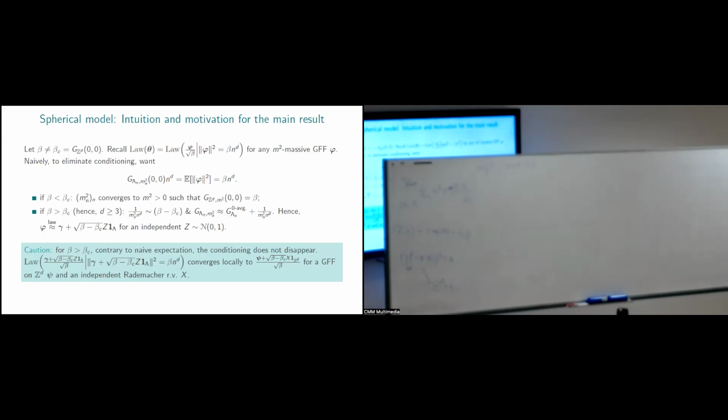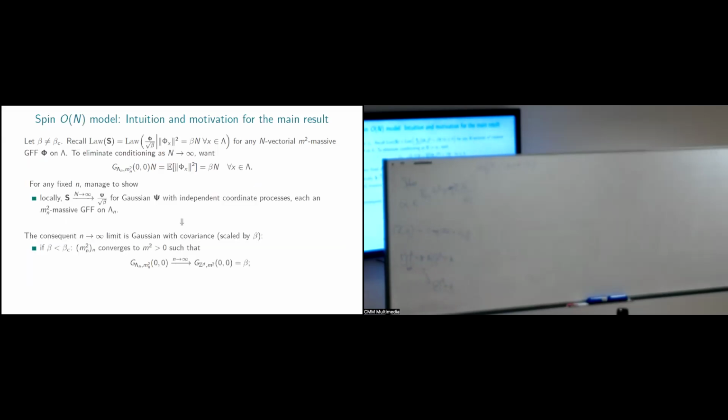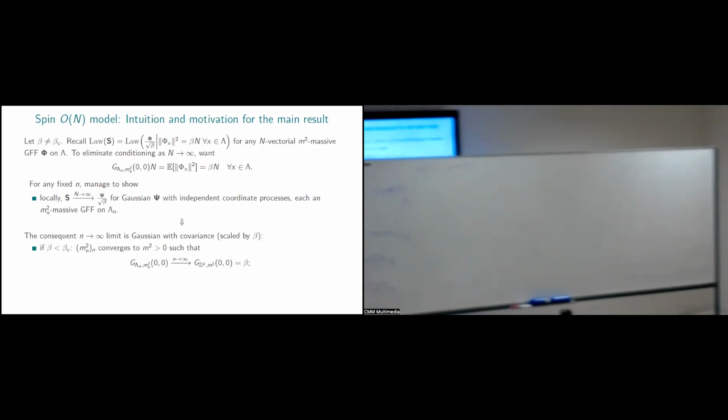And then show that the Lebesgue constant becomes a Rademacher random variable under conditioning. Okay, maybe let me skip the spin O case. Basically, the idea is the same, except that let me first make a small remark: in our result, we first consider just capital N going to infinity.